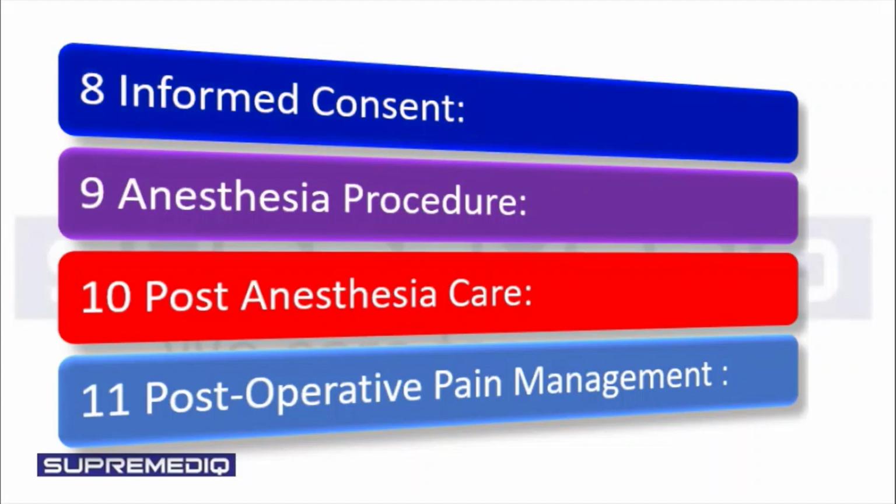Anesthesia procedure. During anesthesia induction and maintenance, regular and periodic recordings of heart rate, temperature, respiratory rate, and oxygen saturation should be done. Urine output and CVP should be recorded for prolonged cases.